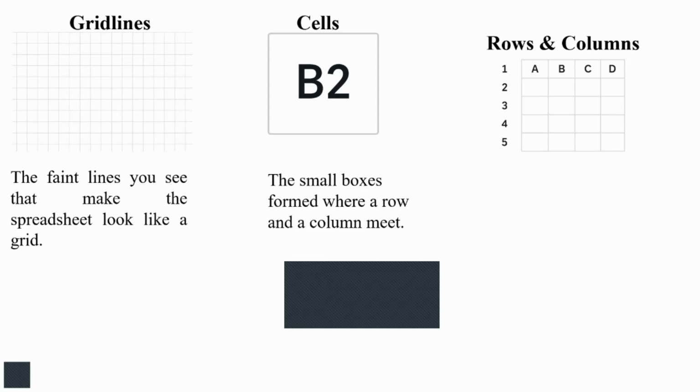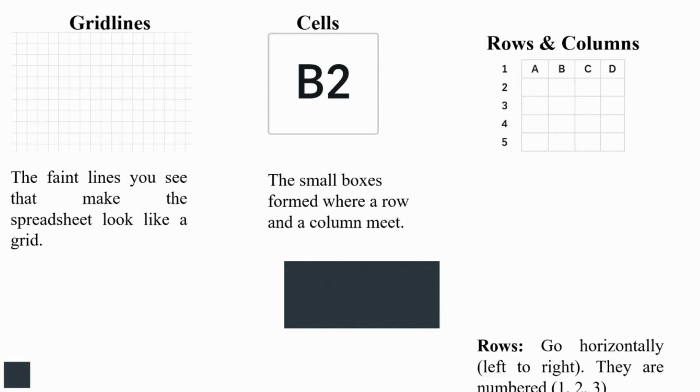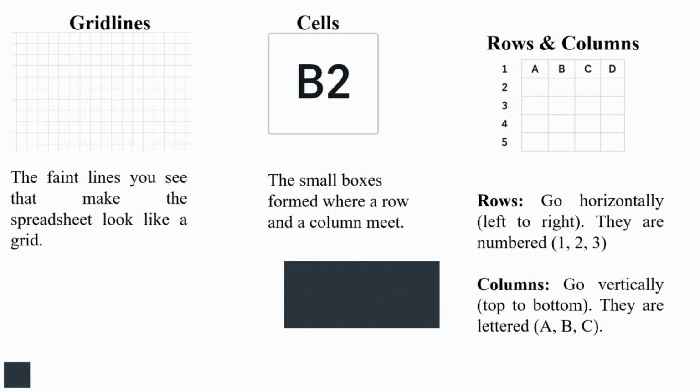Meanwhile, the columns are lettered A, B, C up to. So these are the words rows and the columns. When we open the interface, you will see them clearly. As you can see, rows go horizontally, that means from left to right, and they are numbered in numerals 1, 2, 3 up to. Meanwhile, the columns go vertically from top to bottom, and they are lettered A, B, C.